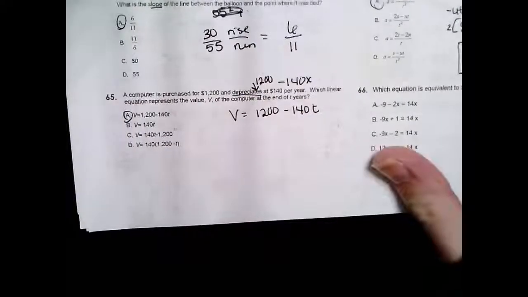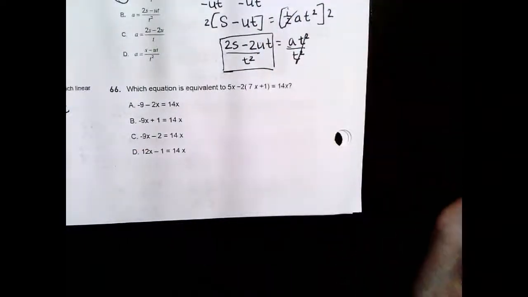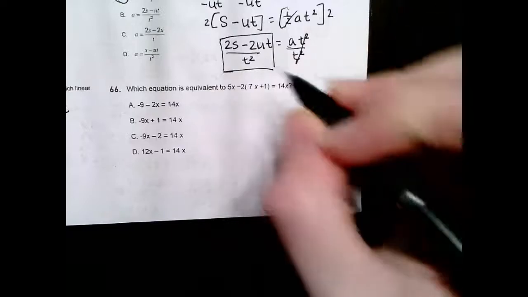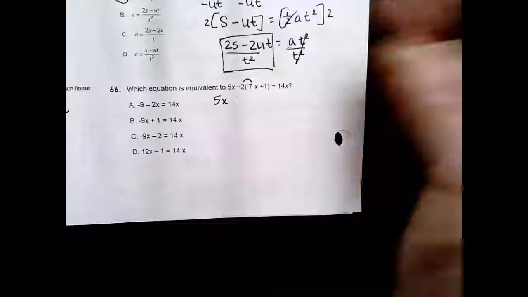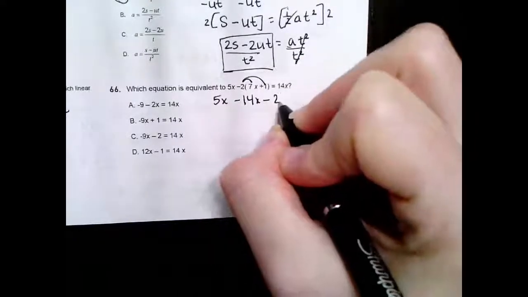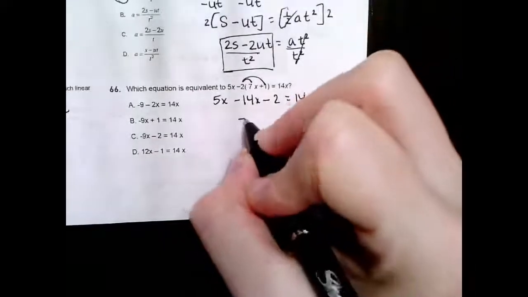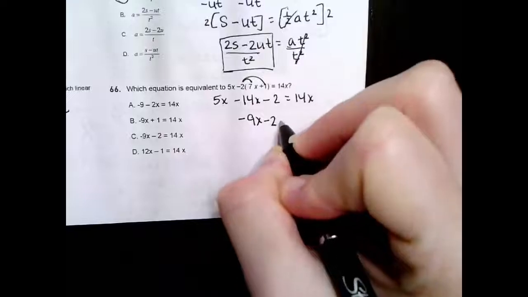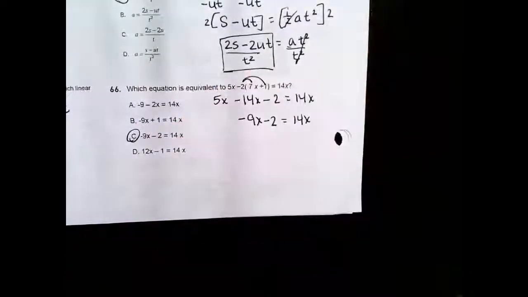All right. 66, which equation is equivalent to this one? So we're pretty much just solving and simplifying. So 5x, I'm going to distribute the negative 2 to 7 minus 14x. Negative 2 times 1 minus 2 equals 14x. Combine 5x minus 14x, we get a negative 9x minus 2 equals 14x. And I can stop there because it is equivalent to C, and the problem didn't take it any further than that.